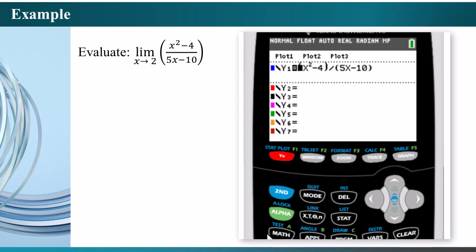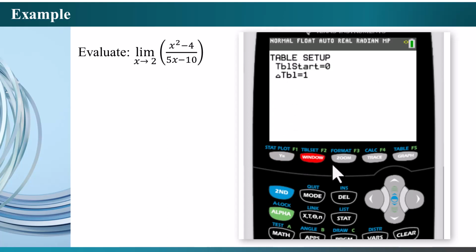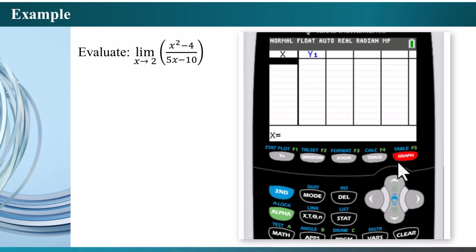So I'm going to press second window, which takes me to the table setup, and I'm just going to change the independent variable here to Ask. So it's asking me to put in different values, and it'll give me the y values. I'll press second graph, which takes me to the table. I'm going to start by putting in some values that get increasingly closer to 2, but they're going to be less than 2. So I'll try something like 1.9, which gives me 0.78. 1.99 gives me 0.798.